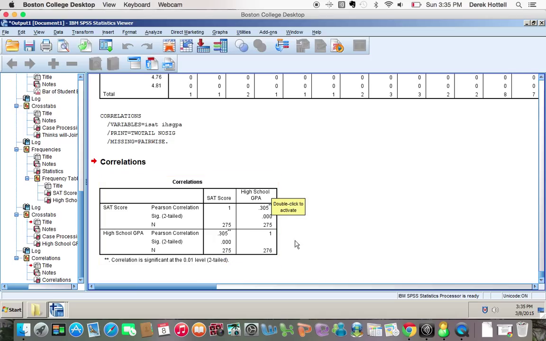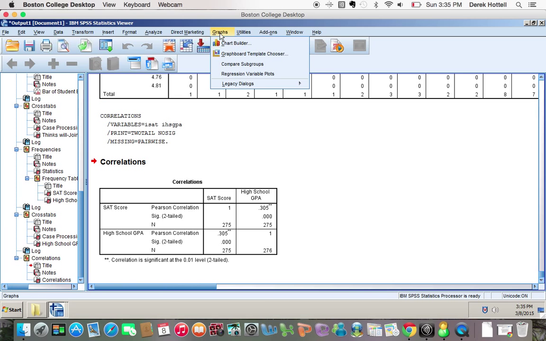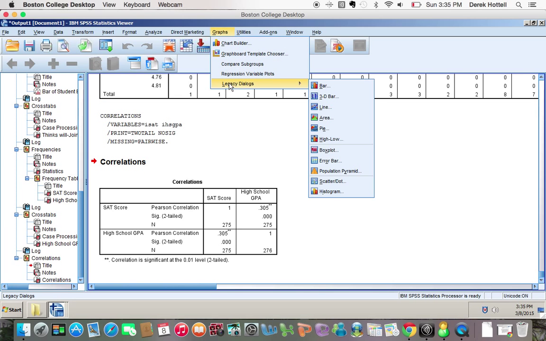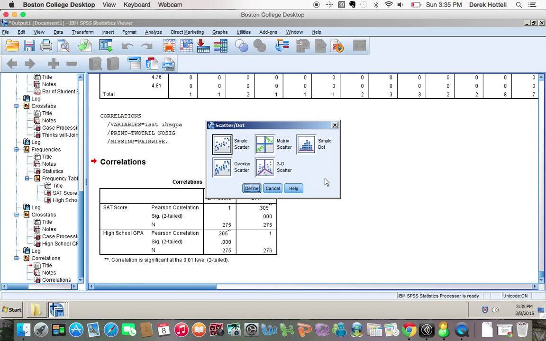And we might want to look at this visually as well. A bar graph, once again, is not going to be helpful, and I won't even show you because it would be such a mess. It's going to have so many different options on it. What is helpful, though, is if we look at that scatter plot that we looked at previously. So we want to do a simple scatter. We're going to define it.